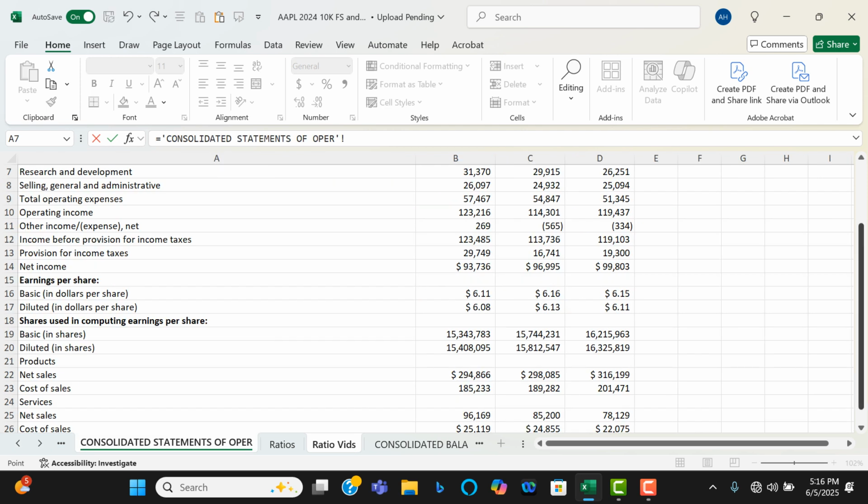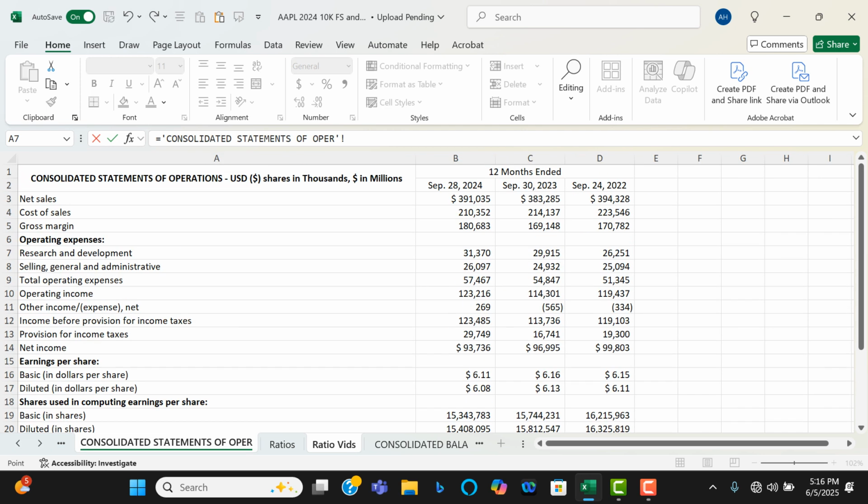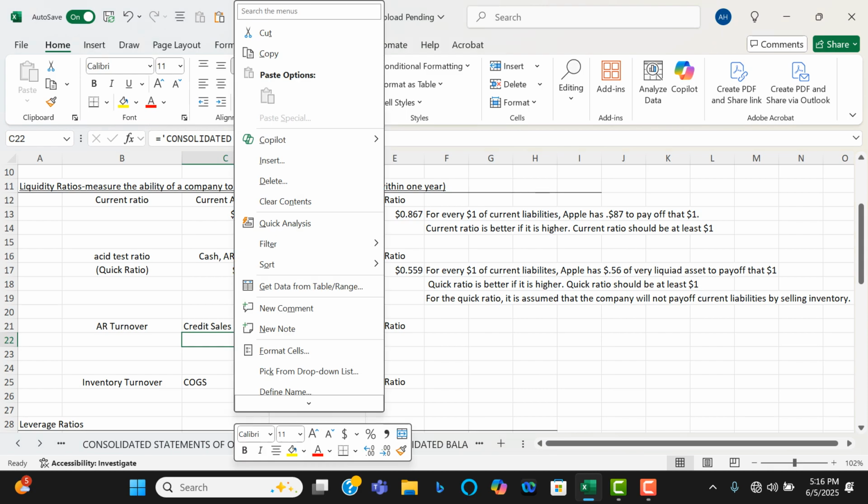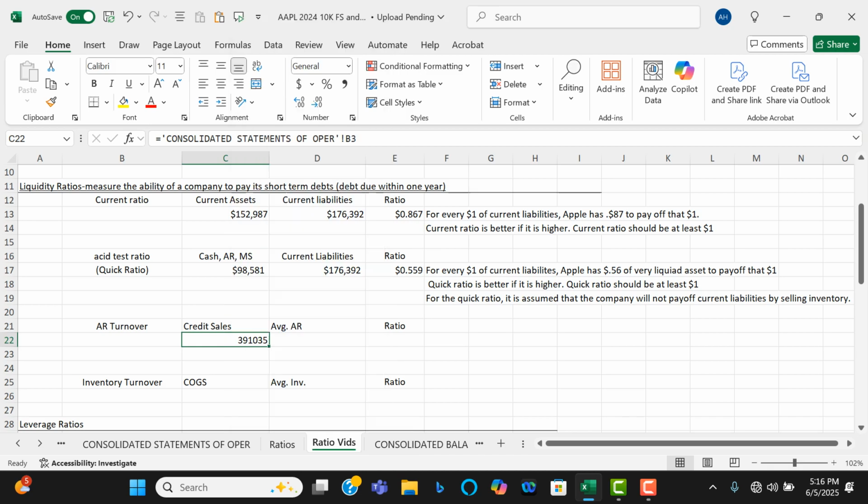So we're just going to take total sales here from the top of the income statement and assume they're all on credit. Now, that may or may not be true, but to get the credit sales, we could probably figure it out by working backwards through the T accounts. We don't have the time for that this summer. So we're just going to assume that all their sales are credit sales.